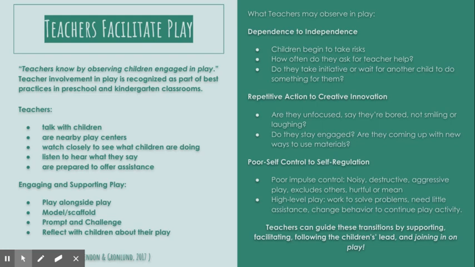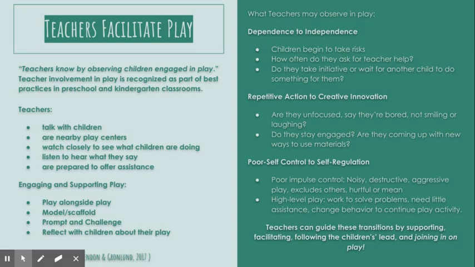Some of the things they may see is dependence to independence. Children start to take risks rather than depending on the teacher. Like, how often do they ask for help? They start to do things on their own. Do they take initiative, or do they wait for another child to do something for them? The more they play, the more they're going to start doing things on their own.